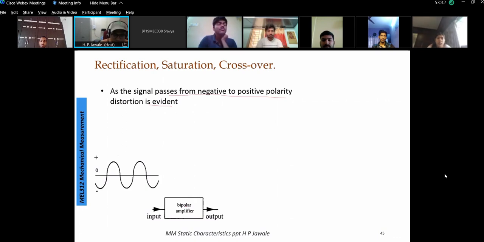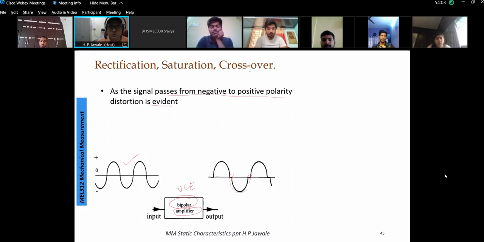Then similarly, when the signal passes from negative to positive polarity, the distortion is evident. Say for example, now it is a bipolar amplifier. In your VC, there is one part which is acting as an amplifier, and input signals are in the form of sine waves, then it will have some distortion in amplification. The signals will be amplified, but it is going to chop off part of the signal. Ideally it is required to show the signal in this format, but it has shown something less. So this is called crossover. I think that is very evident.